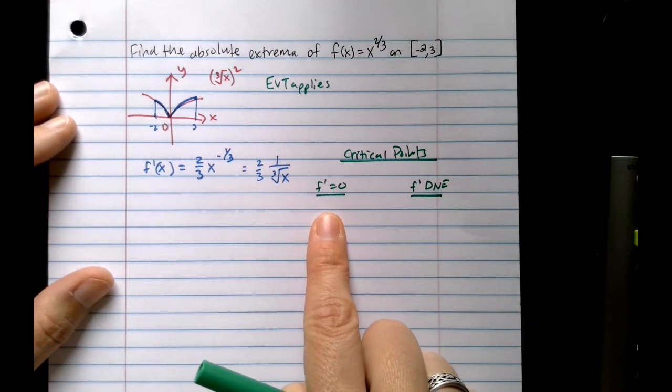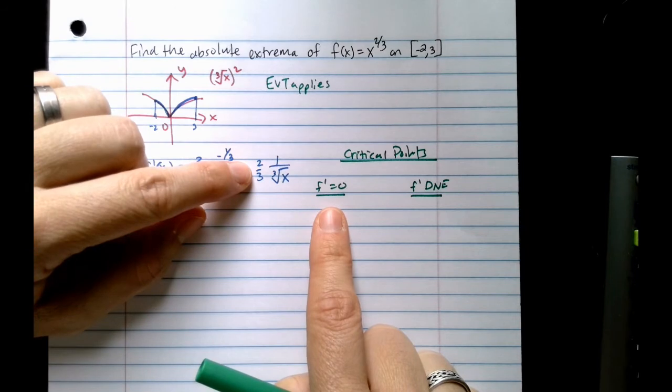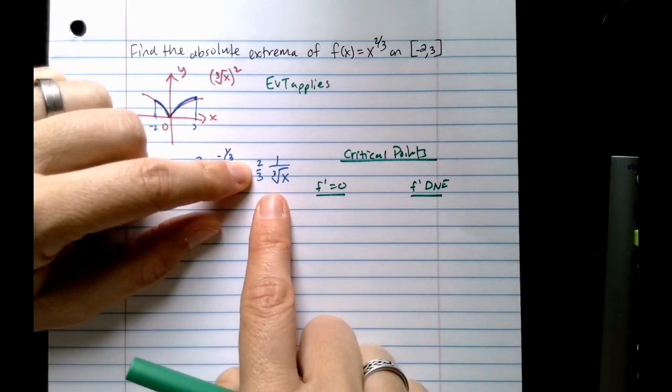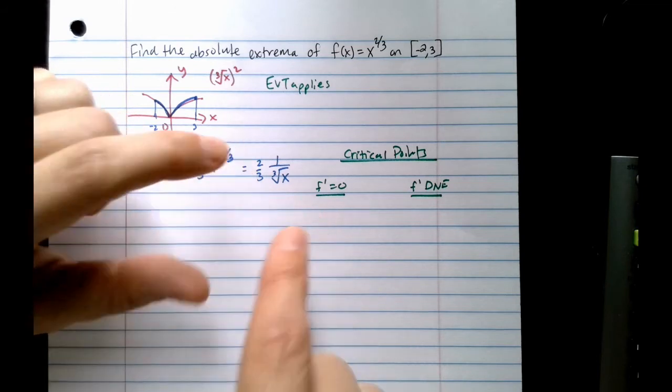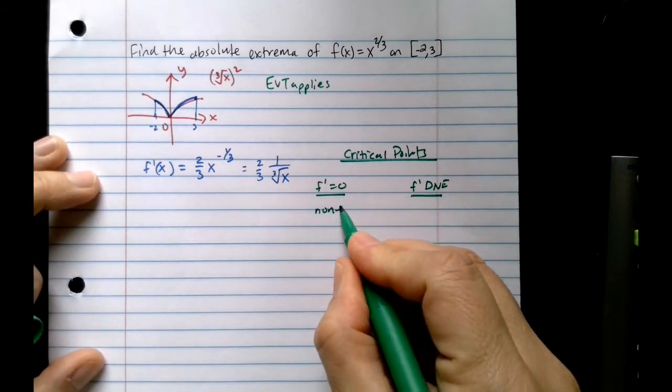So let's start here. When does the derivative equal 0? Well, I would set this equation equal to 0 and solve. But hopefully, mentally, as you see, if I set this equal to 0 and solve, I'm not going to get an answer. It doesn't exist. So what that means is there are no values that will make the derivative equal to 0. So we're going to say none.